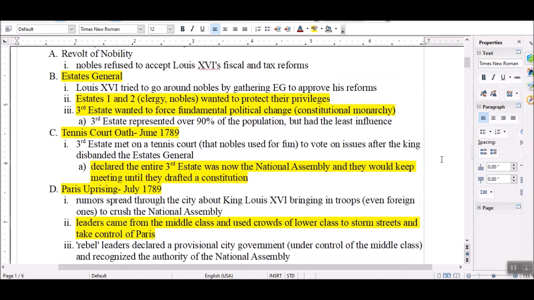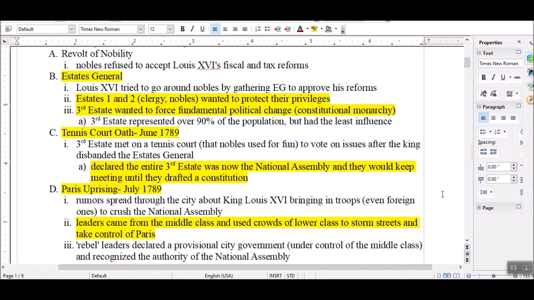All right, that brings us to the revolt of the nobility and the Estates General. So the nobility is not happy with the king, who has passed fiscal and tax reforms in the hopes that he can kind of stave off the problems of the state with how they've been spending their money. Of course, it didn't really impact him, and that's going to be one of the problems later on.